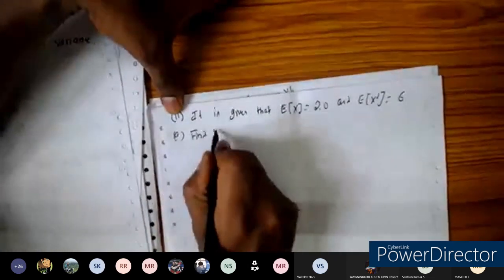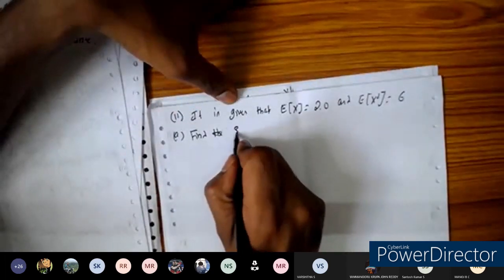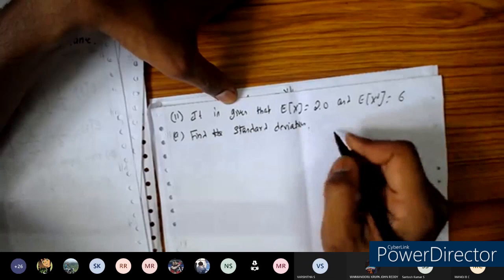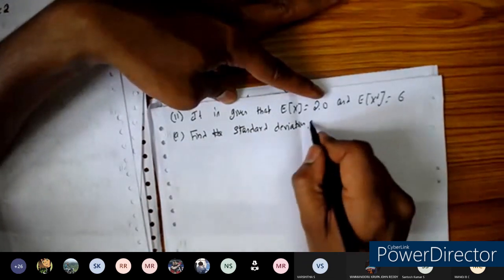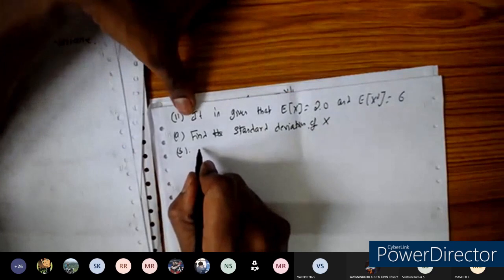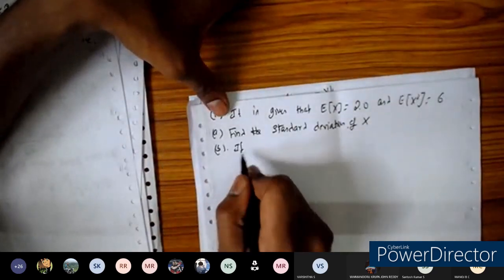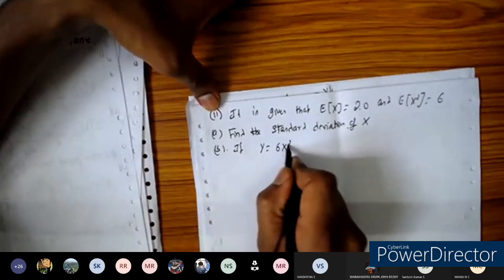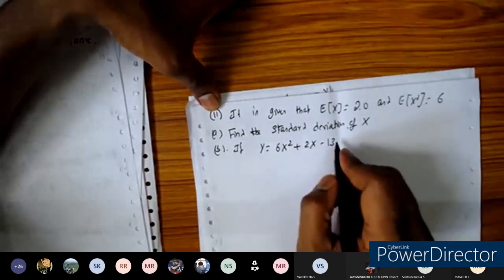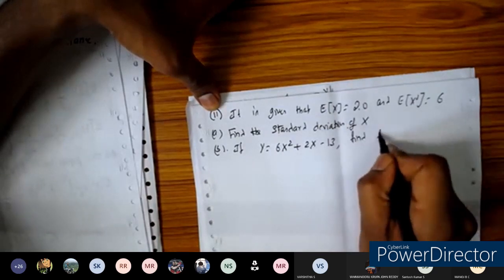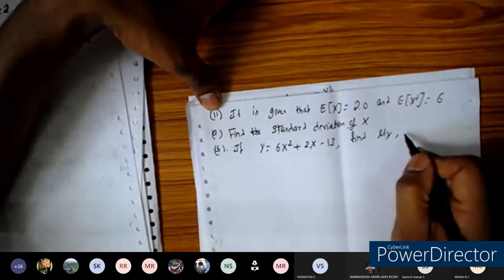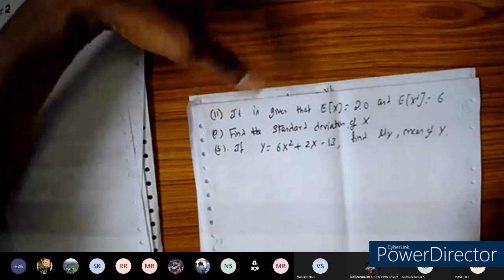Find the standard deviation of x. Okay, and next one, if y is equal to 6x square plus 2x minus 13, find mu y, that is the mean of y. Find mu y, which is nothing but the mean of y.